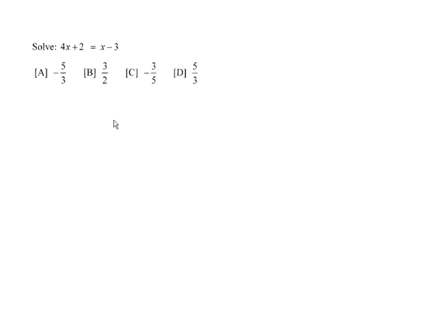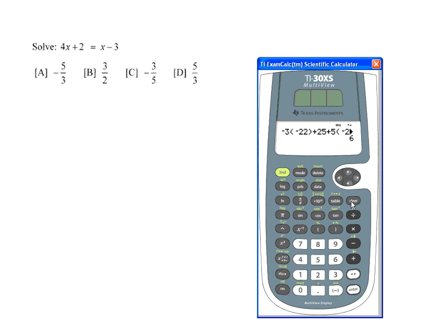Now we have this question. This question doesn't give us the left side is equal to 5 or 3. It's this left side, 4x plus 2, is equal to x minus 3. So what we're going to have to do is choose an answer and plug it in for x, and then plug it in for x over here. And my two answers must equal each other. If they equal each other, then I know that's my solution.